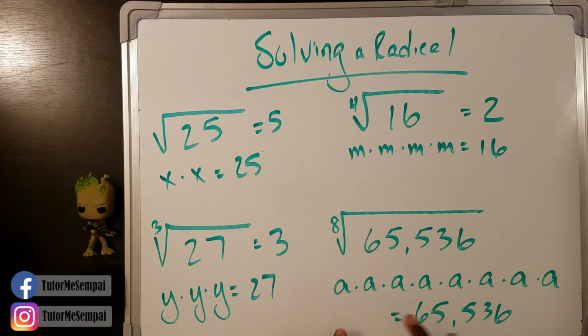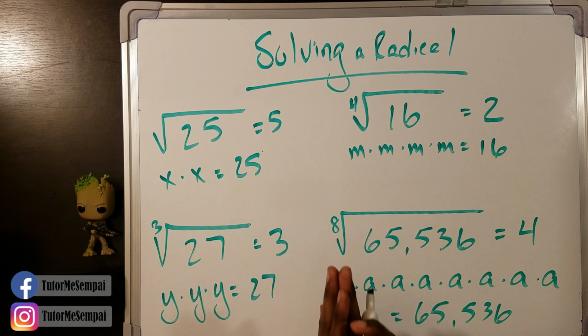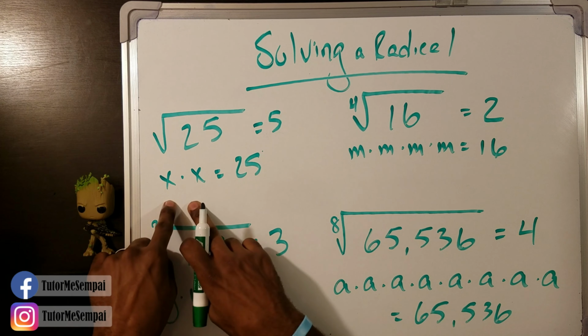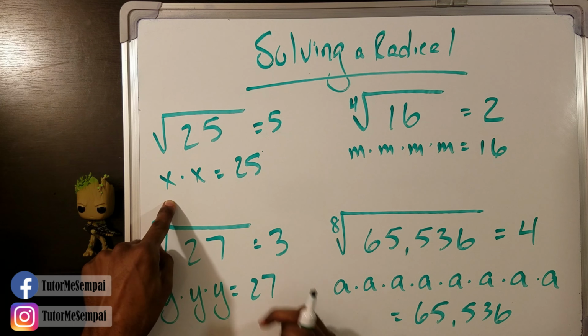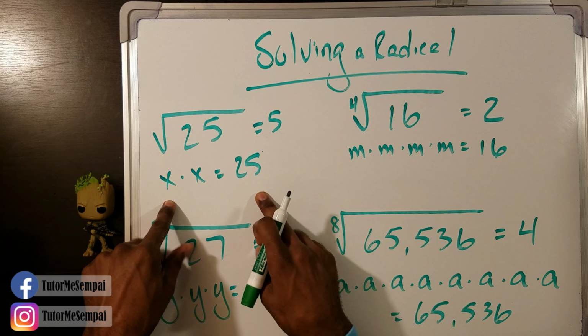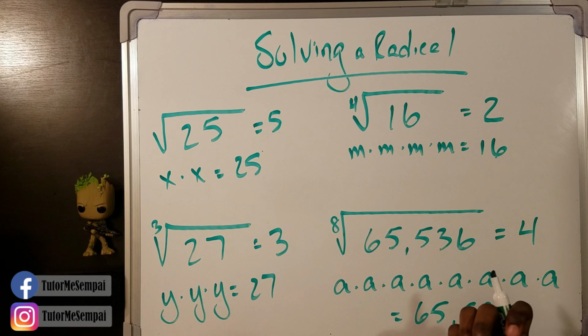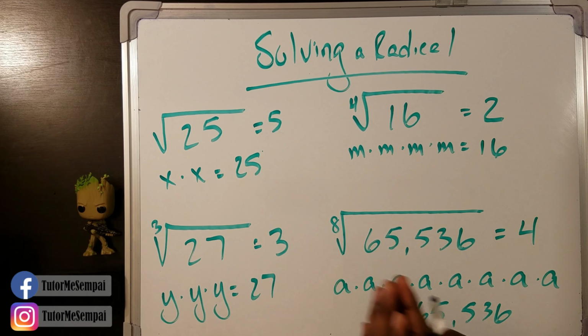Do we have a number that when you multiply it by itself 8 times, you get 65,536? Yes, this is 4. So solving a radical doesn't have to be that difficult. As long as you know what your index is, you can pretty much figure out what your equation is going to have to look like and figure out, is that possible?